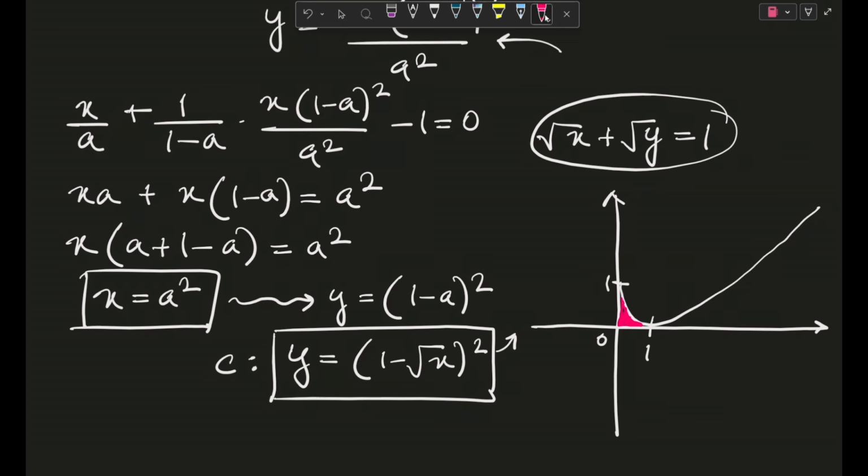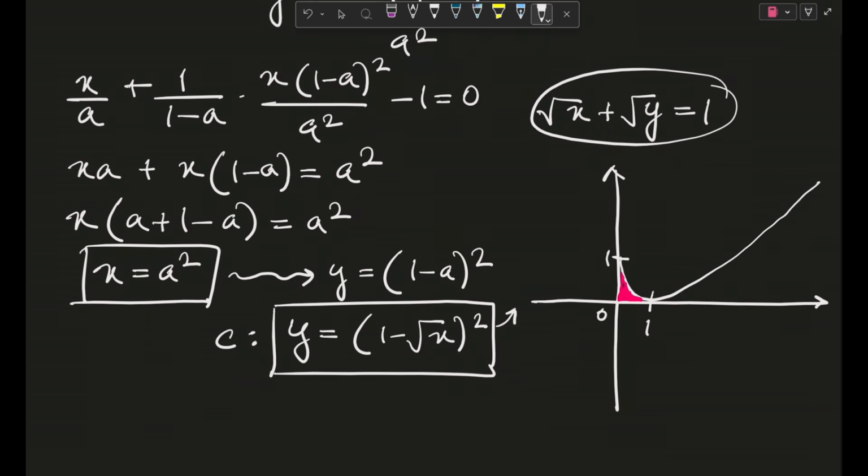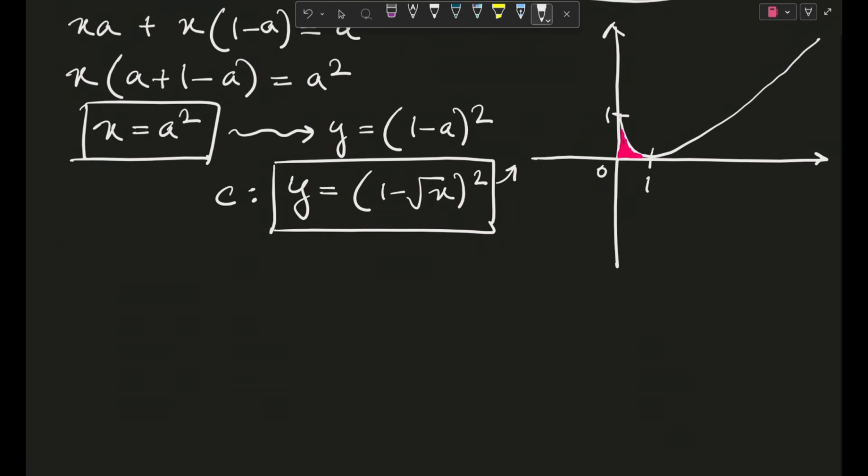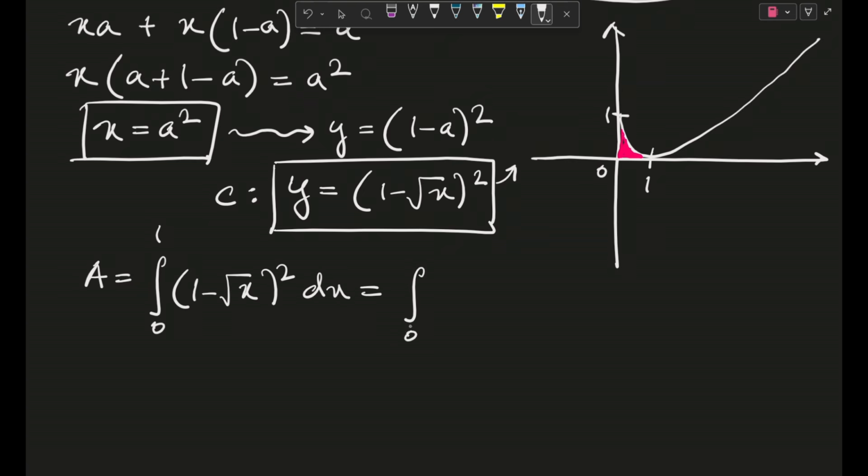The red colored region. So guys, I hope this is not a difficult task at all. So if we move on to finding out the area, and the limits are also obtained, right? 0 to 1. So your area comes out to be integral 0 to 1, and this will be 1 minus root x whole square, right? So very easy, just expand this. This will come out to be integral 0 to 1 of 1 minus 2 root x plus x dx.